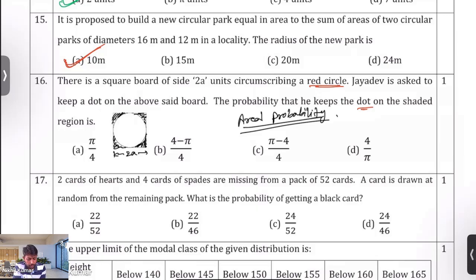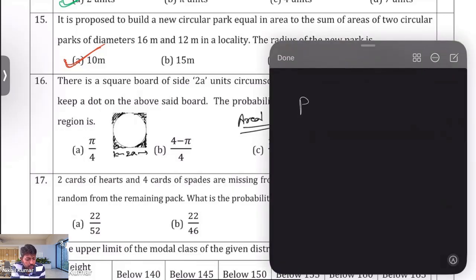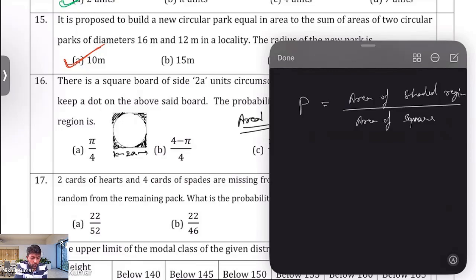area of the shaded region upon the total area of the board. So probability P is equal to area of shaded region upon area of the square shaped board. Square board, okay? Now we all know the area of the square. Since the side length is 2A, we can directly write 2A into 2A. So we know the denominator, right? 2A into 2A, 4A square. So now we have to find out the area of the shaded region.